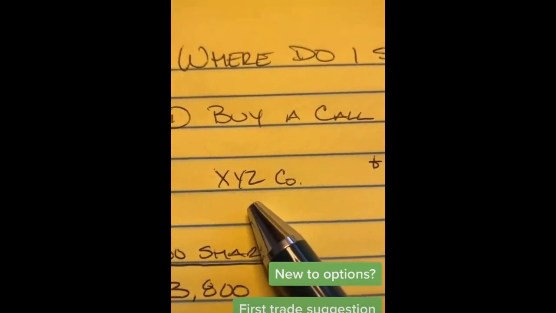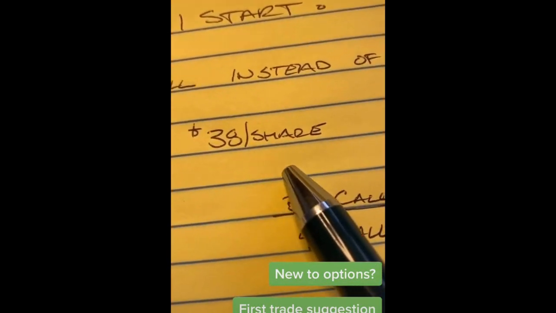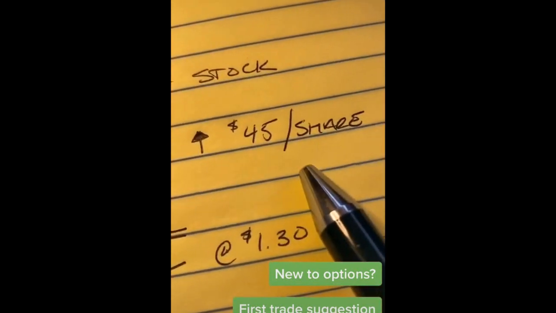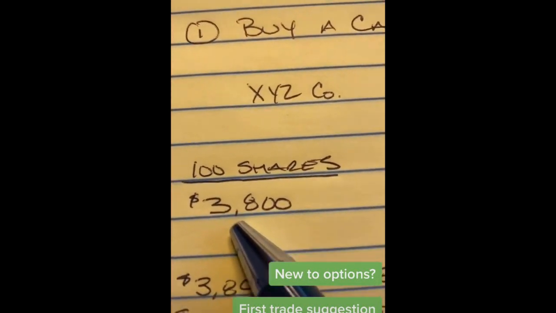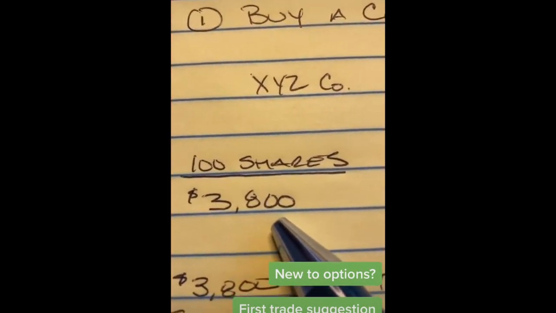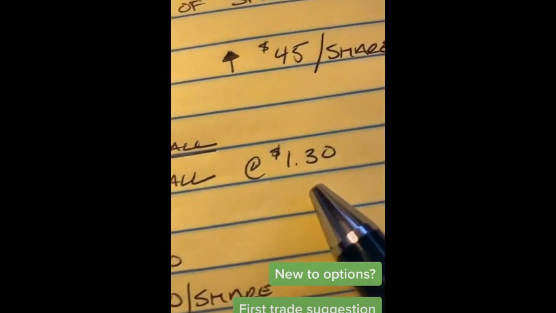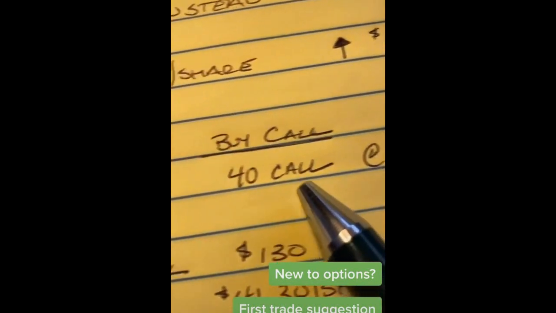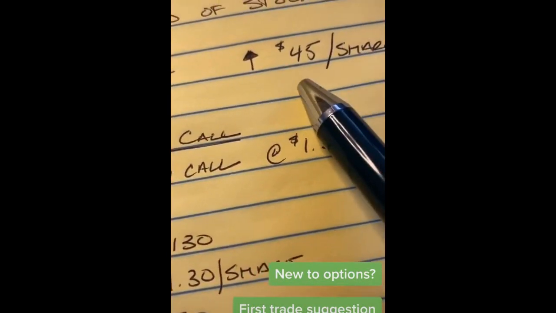Suppose you really liked XYZ company and it's trading at $38 per share and you think it's going to go up to $45 per share. Well, you can go ahead and buy the shares right now at $38, risking $3,800, or you can buy a call option, maybe the 40 call at $1.30. Remember, the call option will allow us to buy shares at 40 no matter where it's trading, even if it's trading at 45.